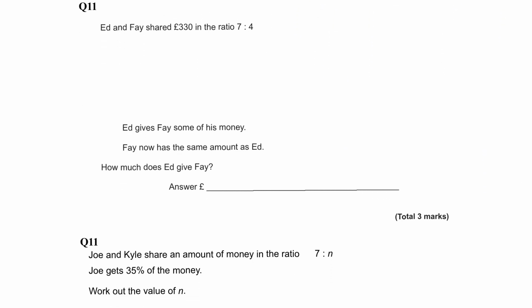Then the next question, it says Ed and Faye shared £330 in a ratio of 7 to 4. It says Ed gives Faye some money. Now Faye has the same amount as Ed. So it wants us to work out how much Ed gives Faye.